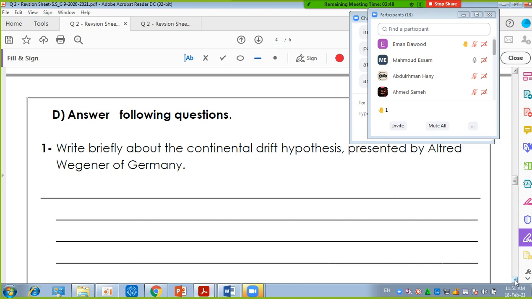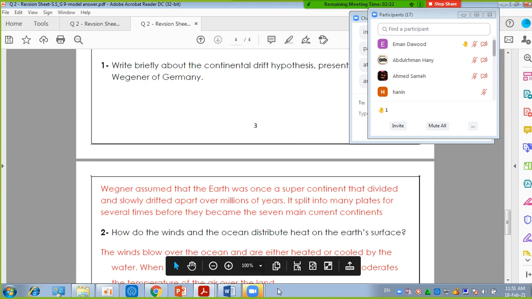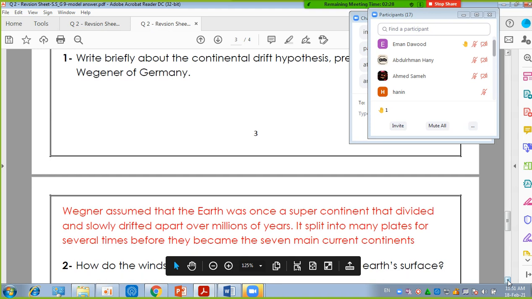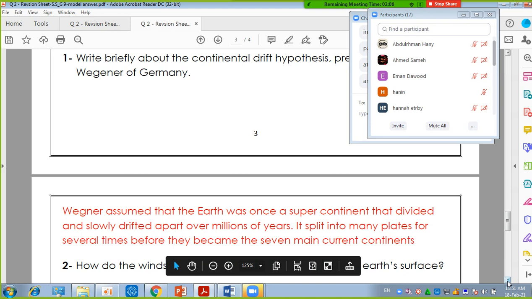Why are you rushing? Write briefly about the continental drift hypothesis presented by Alfred Wegener of Germany. Who can say it? Okay, I'll say it to you. Wegener assumed that Earth was once a supercontinent that divided and slowly drifted or moved apart over millions of years. It split into many plates several times before they became our 7 main current continents. This is the hypothesis of the continental drift. Any question about it?